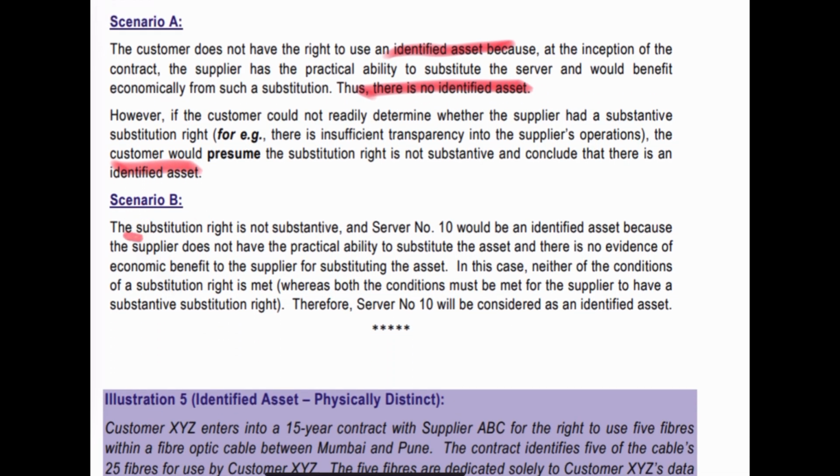So the answer is the substitution right is not substantive, and server number 10 would be identified as an asset because the supplier does not have the practical ability to substitute the asset, and there is no evidence of economic benefit to the supplier for substituting the asset. So here DS 116 should be applied for the identified asset.